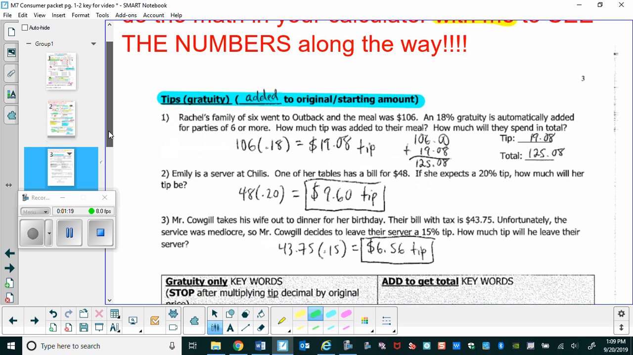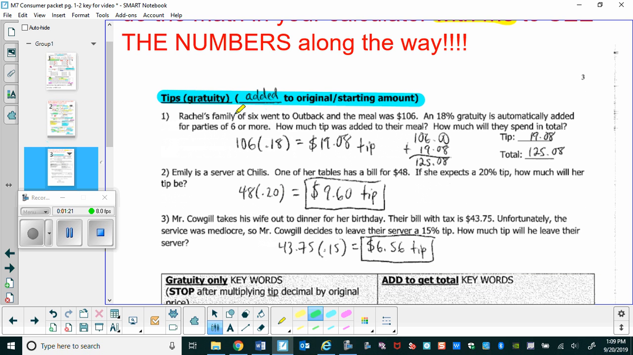So for the first one here, we have Rachel's family of 6 went to Outback and the meal was $106. At a lot of restaurants, an 18% gratuity is automatically added for parties of 6 or more. So what that means is that Rachel's family, when they got the bill, there was already the tip amount included.